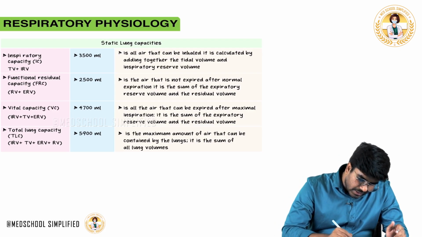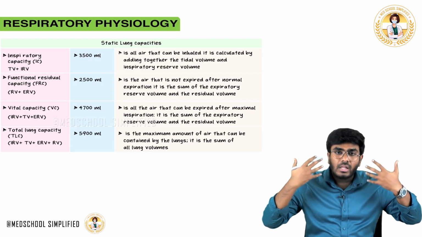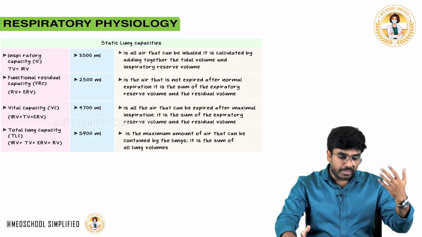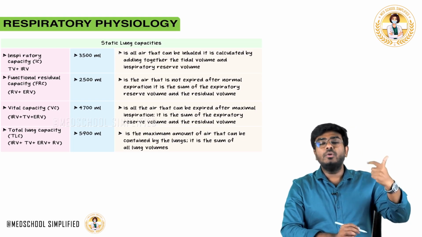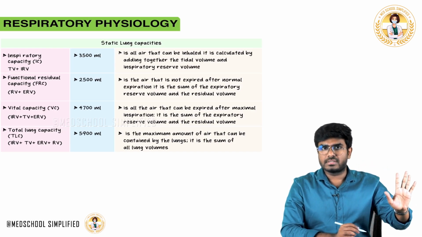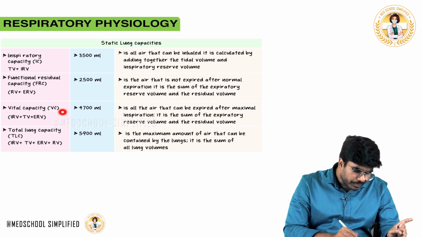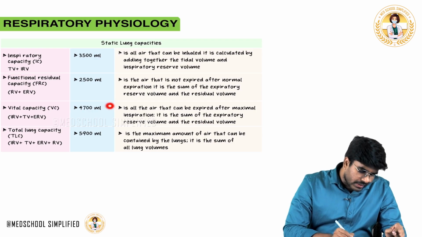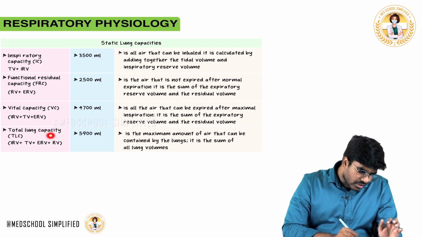So, vital capacity is all the air that can be expired after maximal inspiration. After taking a maximum inspiration, all the air that you can take out of your lungs is the vital capacity, which includes inspiratory reserve volume, tidal volume and expiratory reserve volume, but not the residual volume. Whatever you do, you cannot take out the residual volume out of your lungs. Okay, so IRV plus TV plus ERV is the vital capacity. It is somewhere around 4700 ml, almost 4.7 liters of air you can take out of your lungs after maximum inspiration.